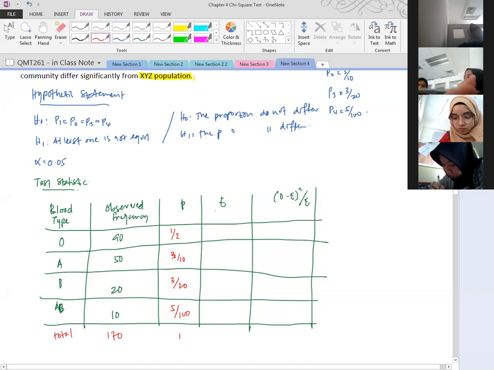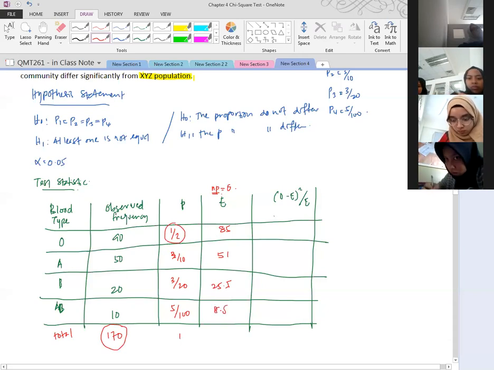This is the total. And the total here should be equal to 1, right? So the expected frequency is N multiplied with P. So this one, 170 multiplied with 1 over 2 is equal to 85. So same as the second row, this is going to be 51, 25.5, and this is 8.5, right?